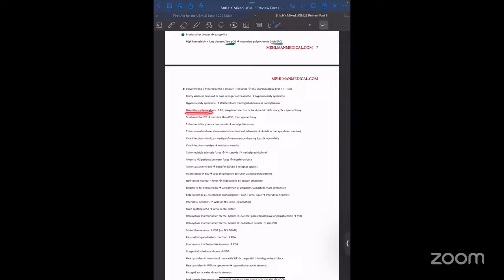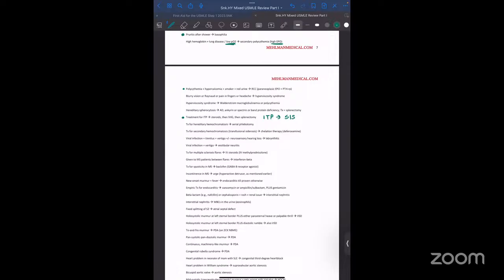Next is hereditary spherocytosis. It is autosomal dominant, ankyrin, spectrin or band 3 protein deficiency. Treat with splenectomy. Treatment for ITP is steroids, then IVIG, then splenectomy. So for ITP, first give glucocorticoids or steroids, then IVIG, and then splenectomy. ITP, C.